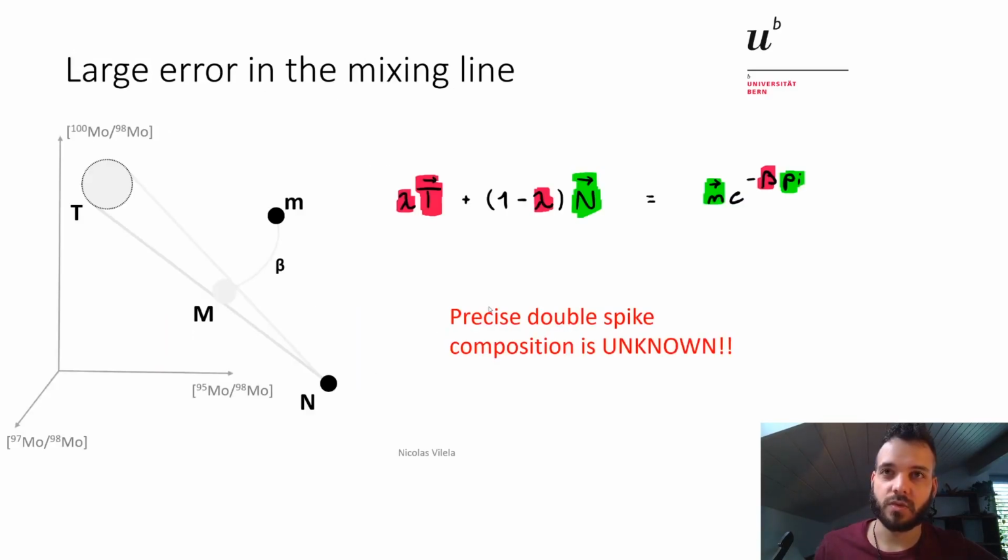Next will be to determine our double spike composition. This is where the calibration part starts. Initially, when you order a double spike, you will have a rough estimate of the double spike composition. But if you were to use this rough estimate in your equations, you will actually end up with a huge range where your mixing line could lie, and this will result in a huge error. So this is a bad thing that no one should do.